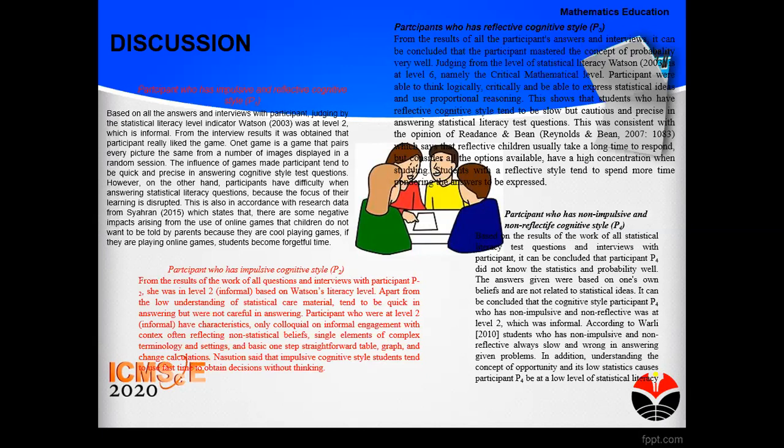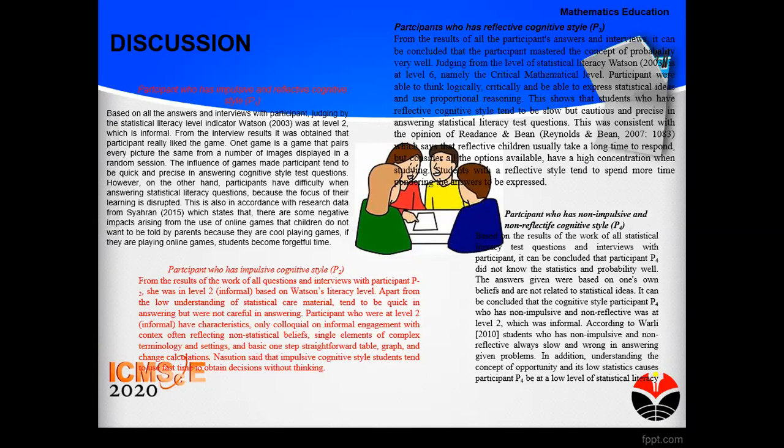Participant who has impulsive cognitive style, P2. From the result of the work on the questions and the interview with participant P2, she was at level 2, informal, based on Watson's statistical literacy level. From her understanding of the statistical material, she tended to be quick in answering but was not careful in answering.